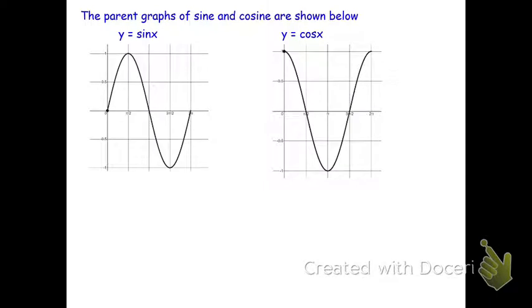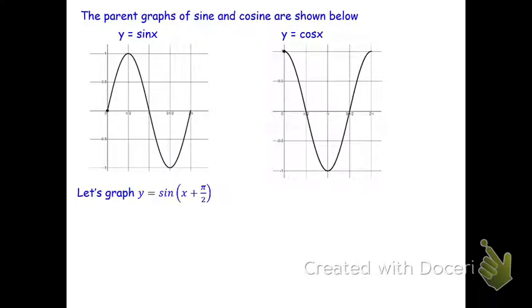Now let's look at the parent graphs for sine and cosine. They're shown below. Recall that y equals sine of x is going to start at center and then go from center to max to center to min to center. It's going to have an amplitude of 1 and a period of 2 pi. Now y equals cosine of x is going to have the same amplitude of 1 and period of 2 pi. However, it's going to start at max and then go from max to center to min to center to max.